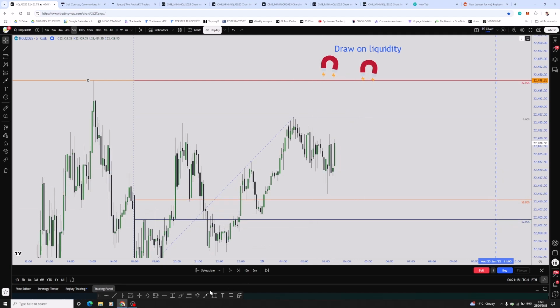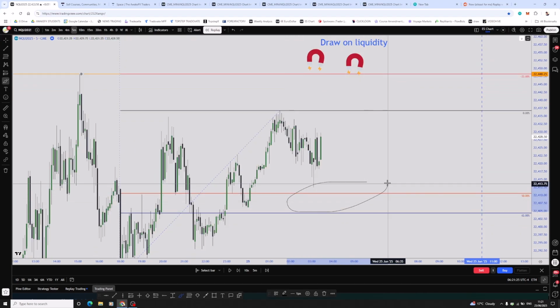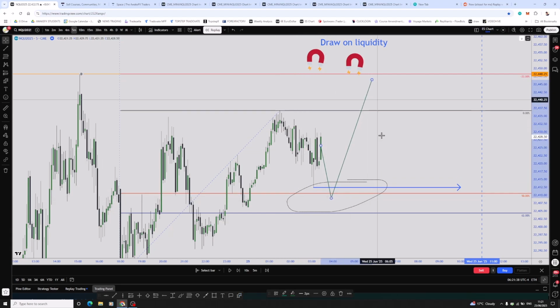Brilliant. Okay, so what's the area? I'm still looking for this area down here. Still looking for this area down here to be touched, okay? There's also a previous low here as well, where price kind of came very close, okay? That could potentially be used as a manipulation location. And then price goes to where we want it to go.